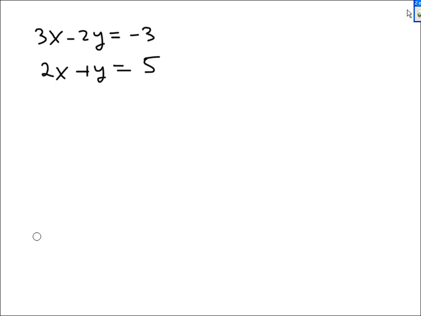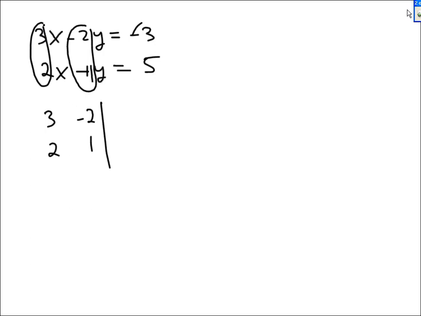And this is what we want to solve. First, you write down what's called a coefficient matrix. Just write down the numbers. 3, 2. Now this is understood to be positive 1. Negative 2 and positive 1. Then you line for equal, and write down negative 3, 5.